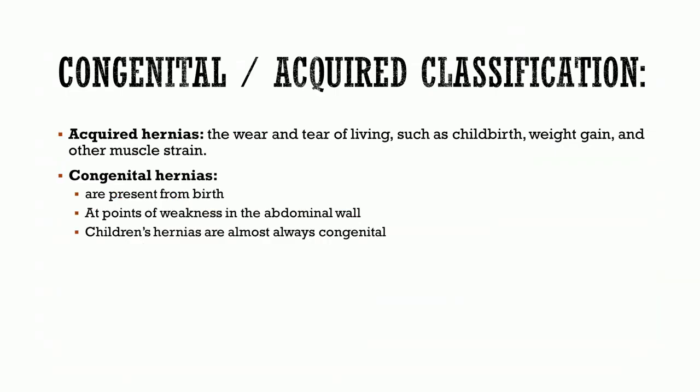Congenital and acquired classification. Hernias can also be classified by when they occur. A person may be born with a hernia, or a hernia may be acquired from daily activity. Acquired hernias are caused by the wear and tear of living, such as childbirth, weight gain, and other muscle strain. Congenital hernias are present from birth and happen at points of weakness in the abdominal wall. Children's hernias are almost always congenital.